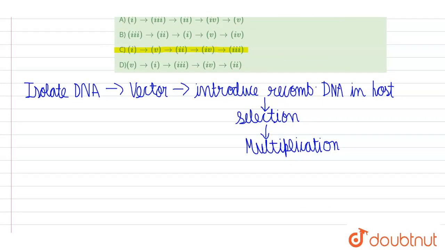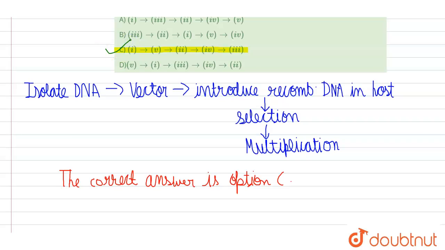So our answer will be, the correct answer is option C. Option C. So we can see here that option C provides us all the correct sequence of the steps given here. So this is the answer.